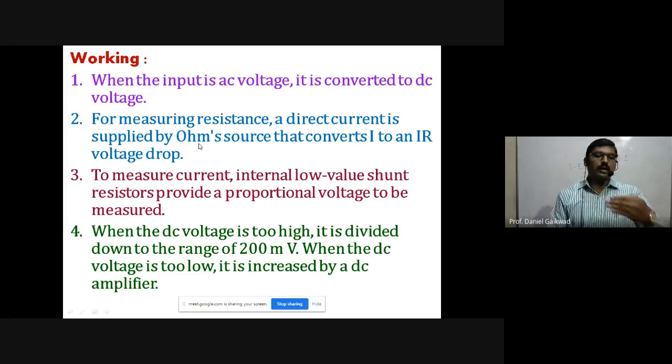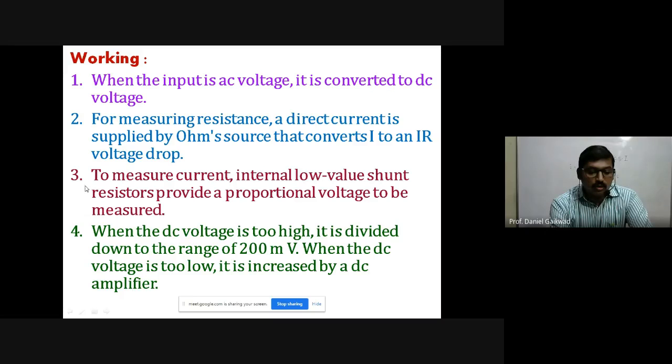So we have any resistance, and from that resistance current will flow. And when DC current flows through that, we have a potential across that resistance. That potential is taken as I into R, and from that potential we have the calculation of the resistance of that ohm source or resistance of that particular component.